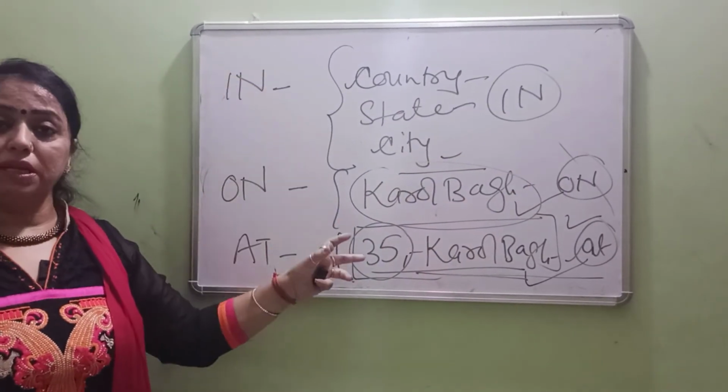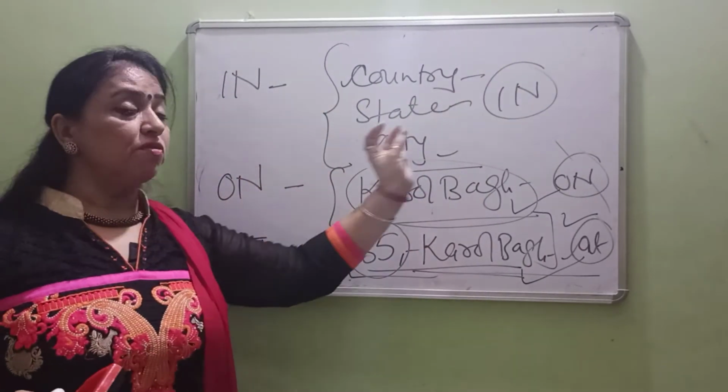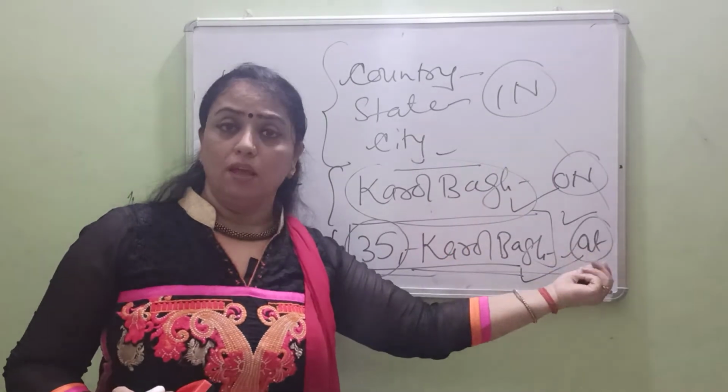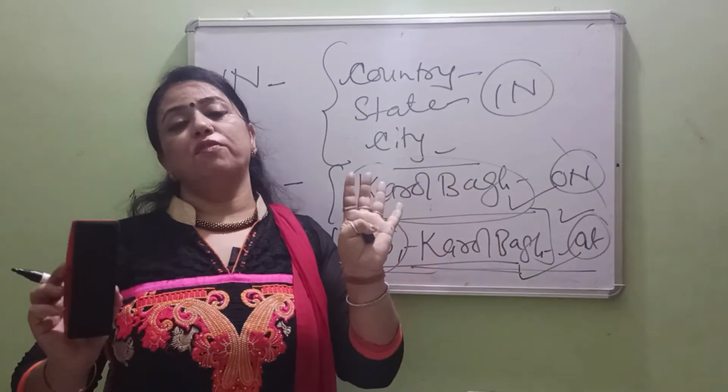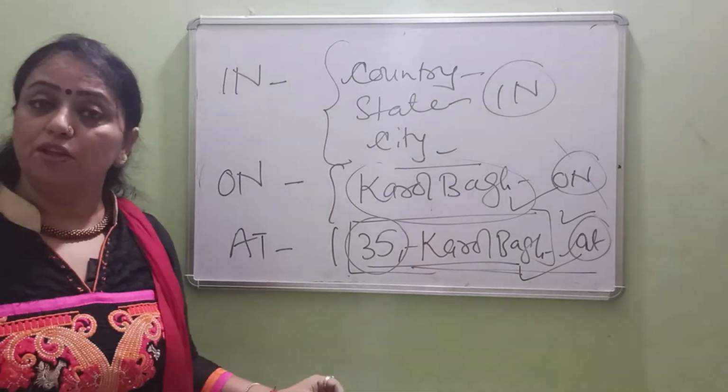Similarly, in the case of places, in with the names of the country, city and state, on with the name of the particular locality, and at with the specific address. So these are not tough, you just have to learn and practice, and I am very sure that you will never face any problem.